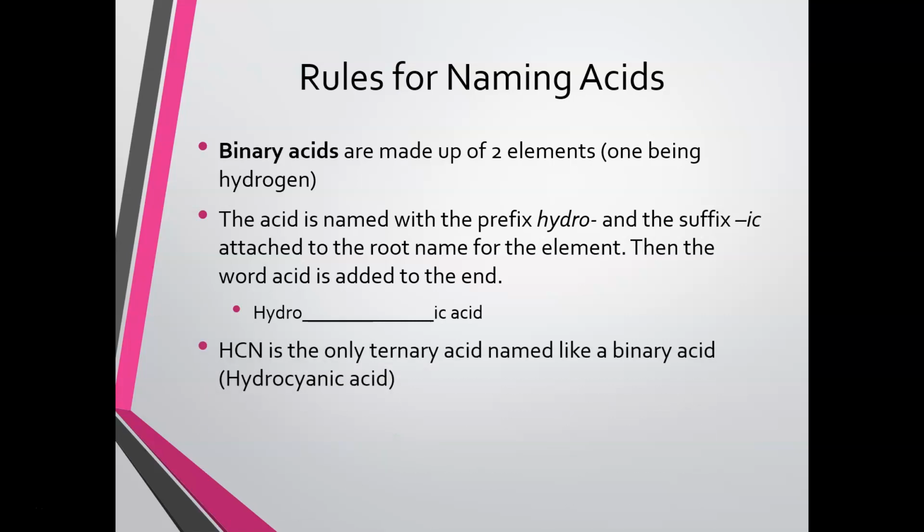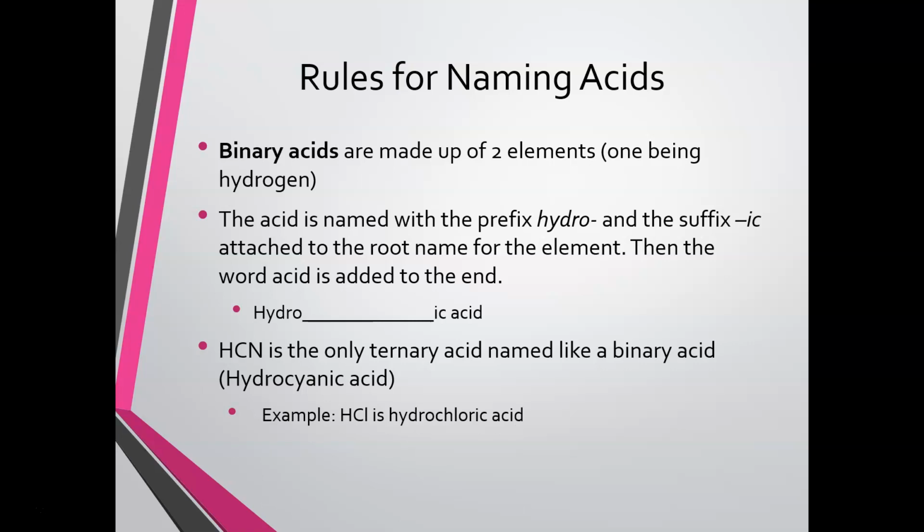There is only one exception to this, and that is HCN, which you know from your polyatomic ion chart. CN is cyanide, and technically it should be a ternary acid because it doesn't just have two elements, it has three elements: hydrogen, carbon, and nitrogen. But it is the exception in that we still name it like a binary acid, and it is actually named hydrocyanic acid.